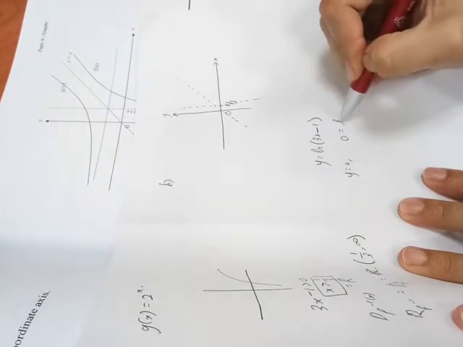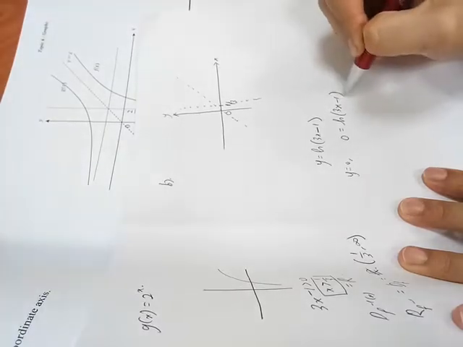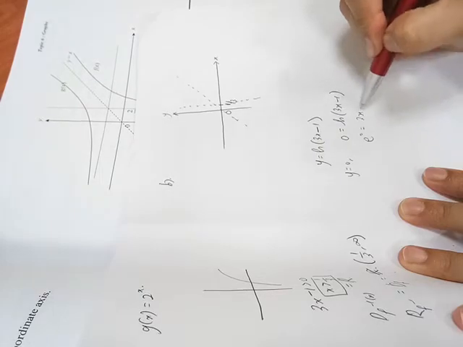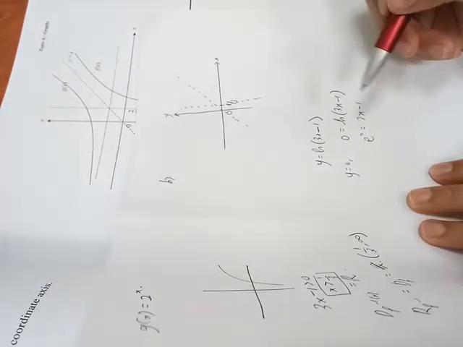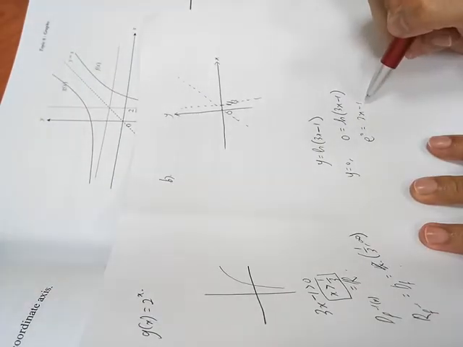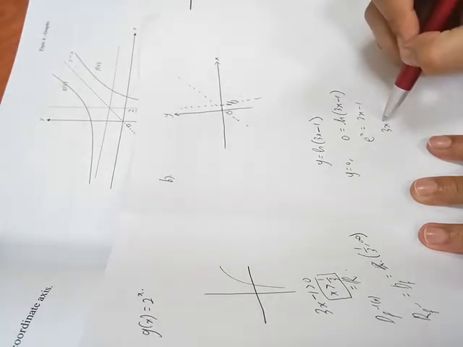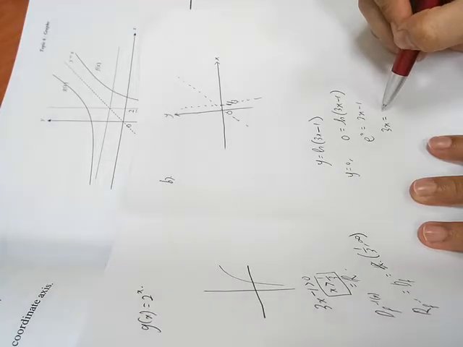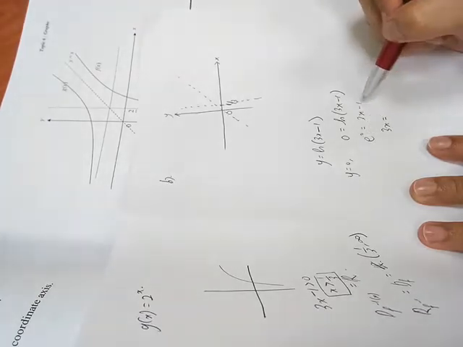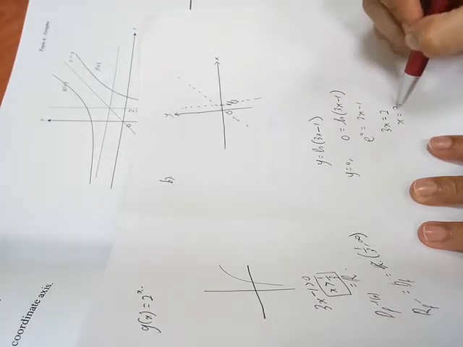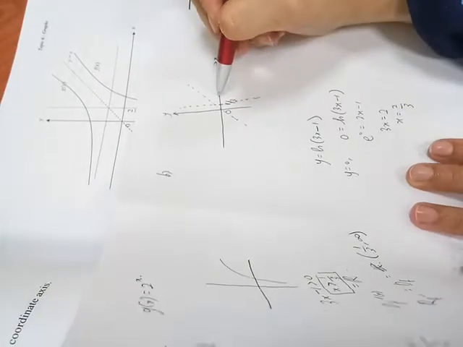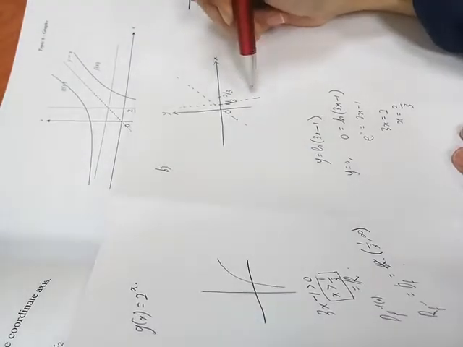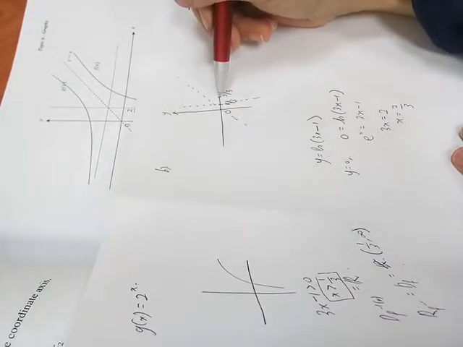That means 0 equals ln(3x - 1). And then we take the exponent: e to the power 0 equals 3x - 1. Exponent 0 is 1, so 3x - 1 = 1, which means 3x equals 2. X equals 2 over 3. That means the x-intercept here is 2 over 3, so your graph will pass through this point.